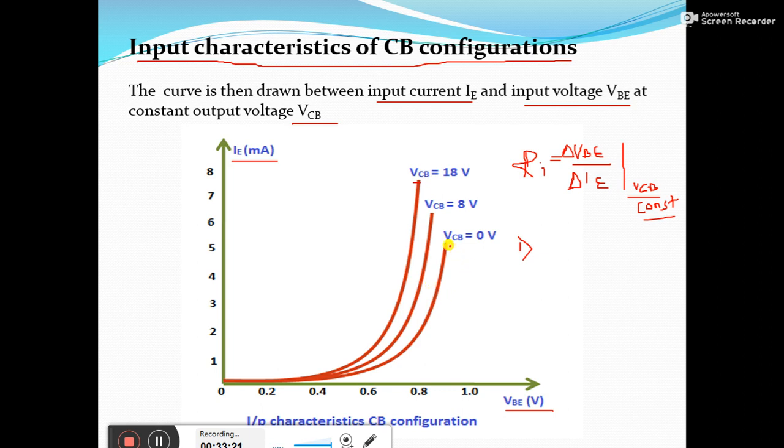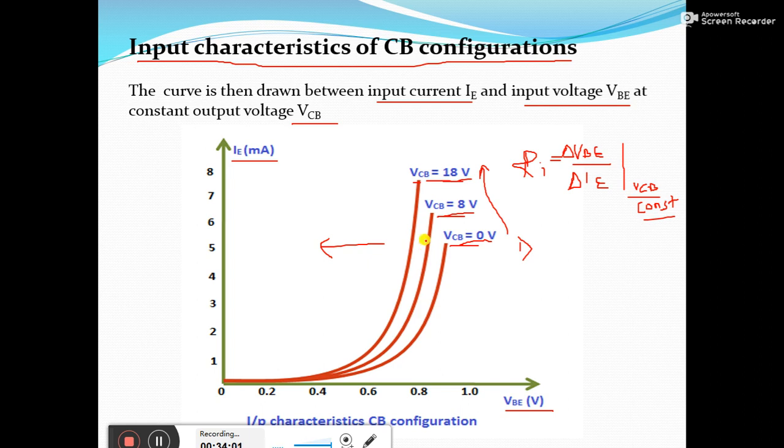Now what happens if we increase the VCB value? As you can see in the curves, for plotting the first curve we kept the VCB value at 0 volt. For plotting the second curve we kept the VCB value at 8 volt, then 18 volt. It is gradually increased. As the VCB is increased, the curve shifts upwards, towards the y-axis. That is the second point.